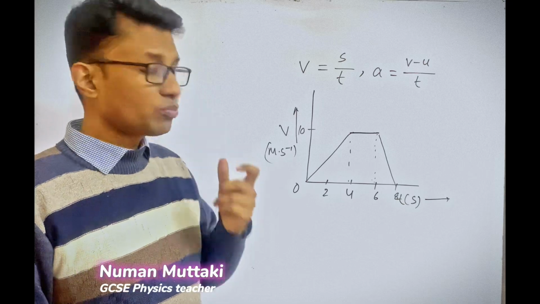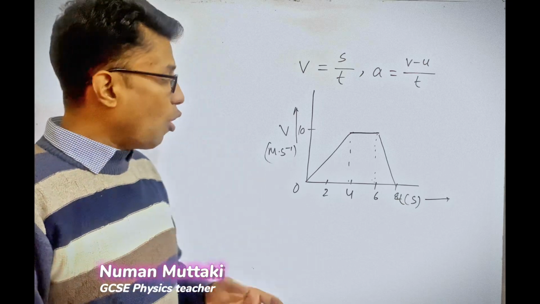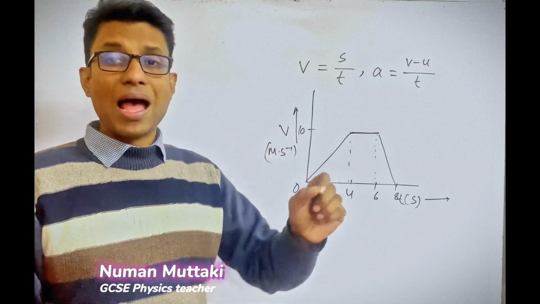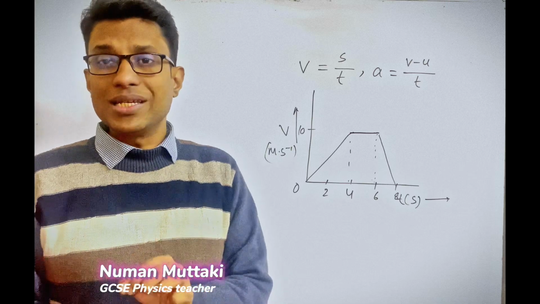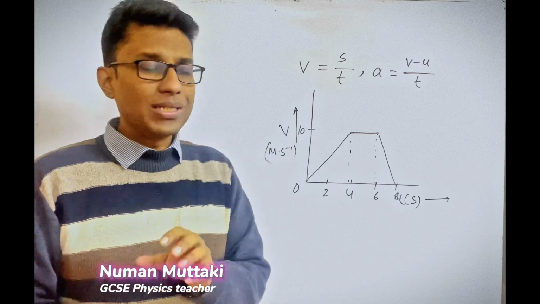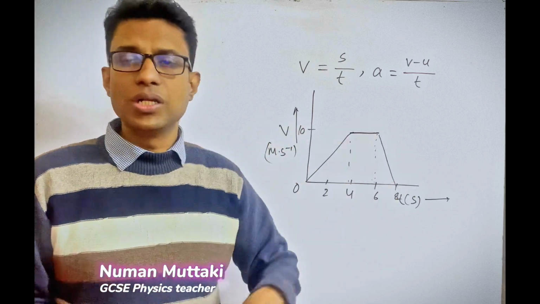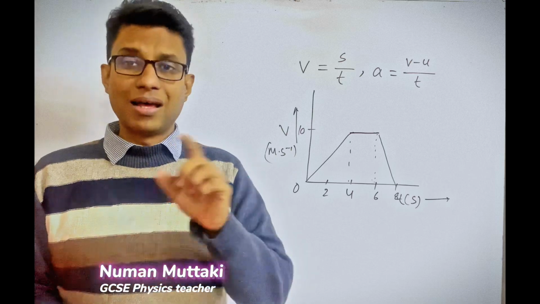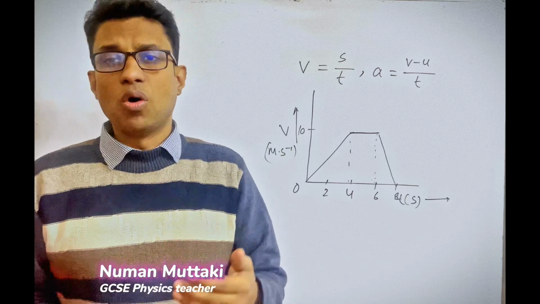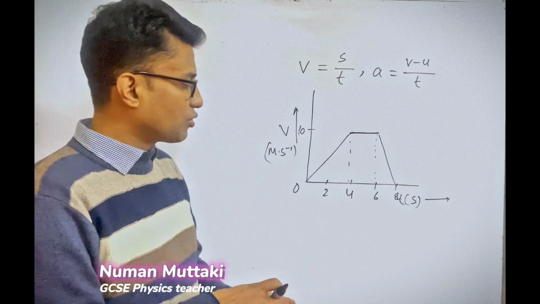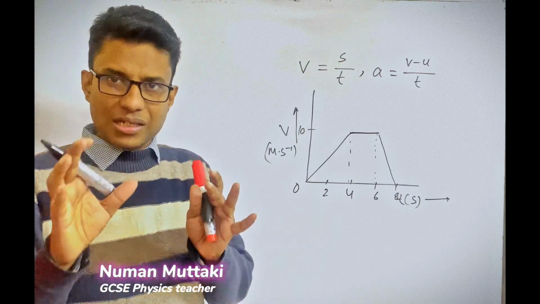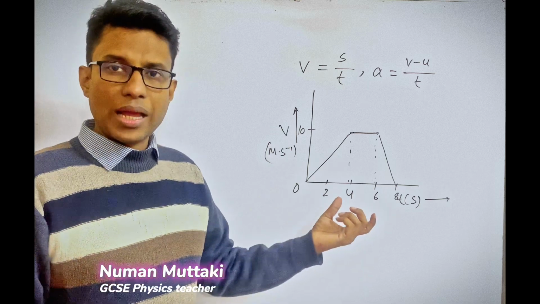Okay students, the question will be like this: according to this graph of velocity versus time, you have to draw another graph, which is all about acceleration versus time. That means using this kind of information, we have to draw a graph which will show the change of acceleration according to time, the acceleration versus time graph. So students, first of all we have to calculate all the accelerations of the parts according to this graph.